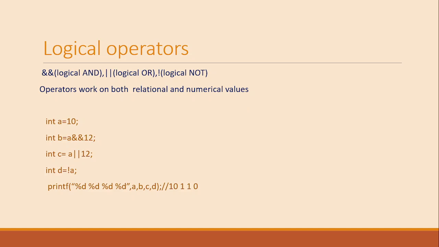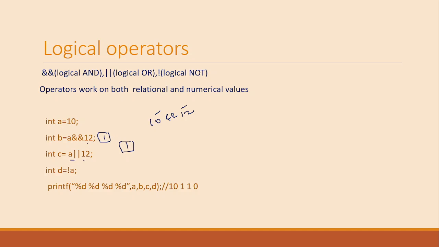So next is what is meant by logical operators. We have logical AND, logical OR, and logical NOT. Now A and 12. Okay, so any value other than 0 will be considered as true. So A is 10, so 10 and 12. So both these conditions will result in true. So this is a positive value, this is a positive value. So it is not 0, so it will be true. So B will take a value of 1.